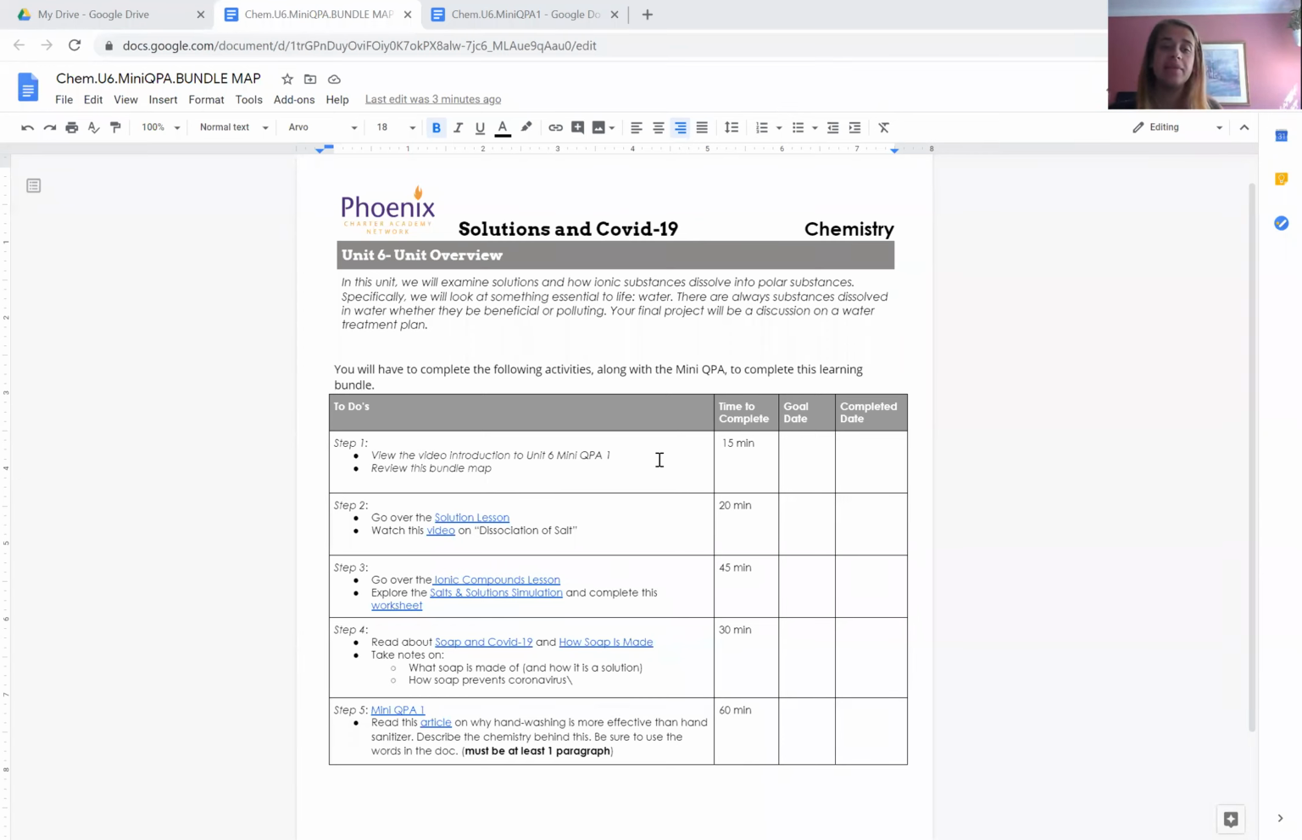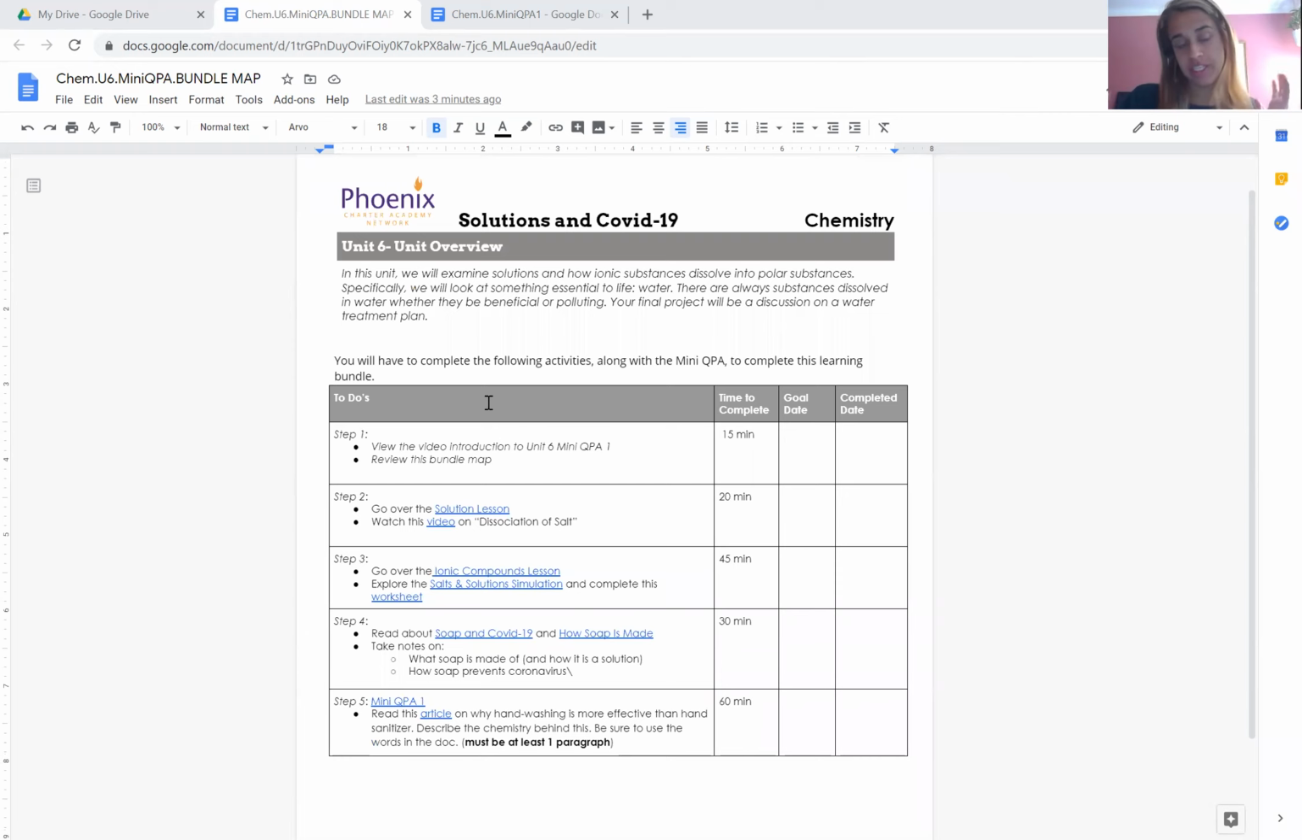With that in mind, we are going to look at how these solutions relate to something very prevalent in the world right now: COVID, coronavirus, COVID-19. We're going to apply the knowledge we gain about solutions to COVID, specifically thinking about washing our hands and hand sanitizer, because we're all being told we need to use soap and water and hand sanitizer to stay clean and not get COVID. So we're going to talk about solutions in the context of COVID-19.